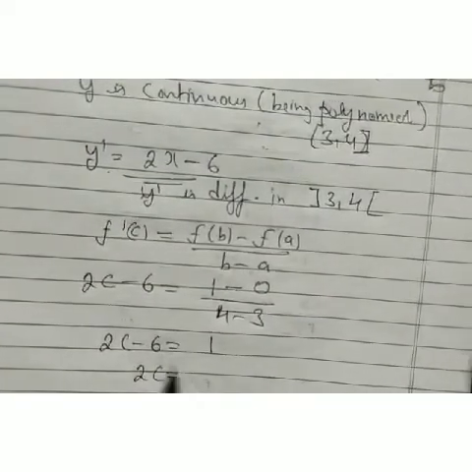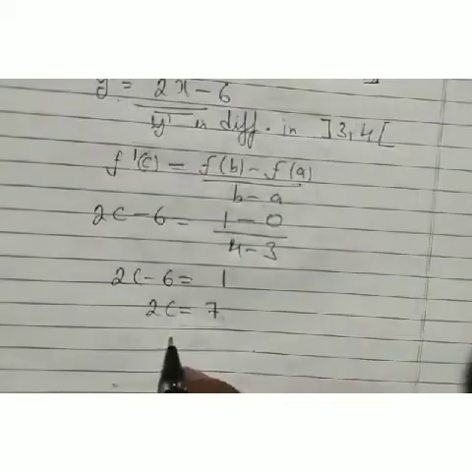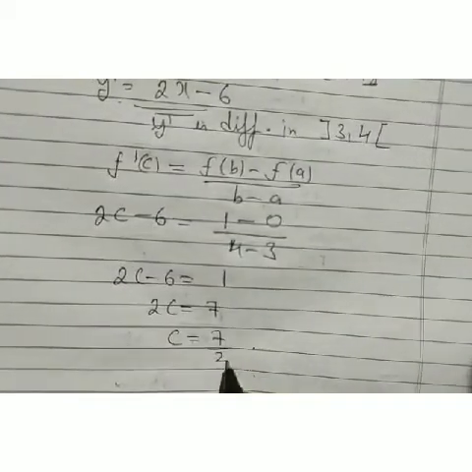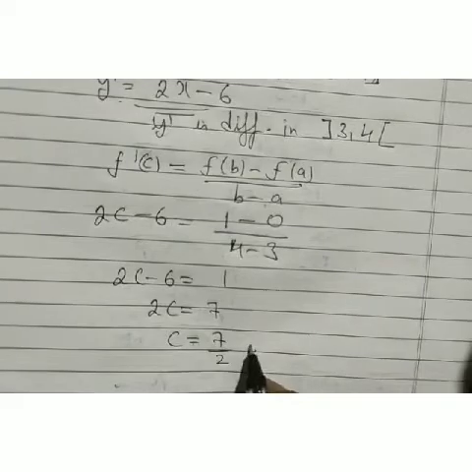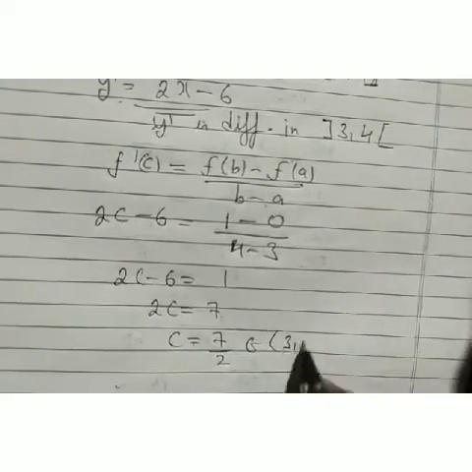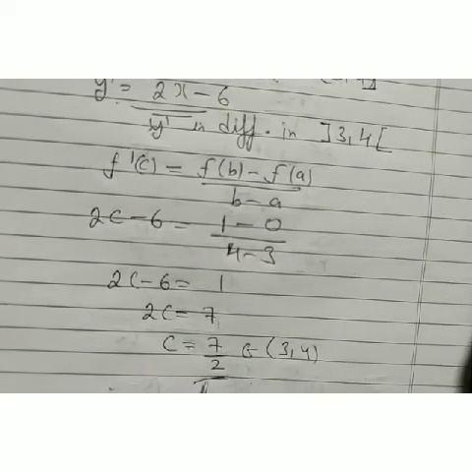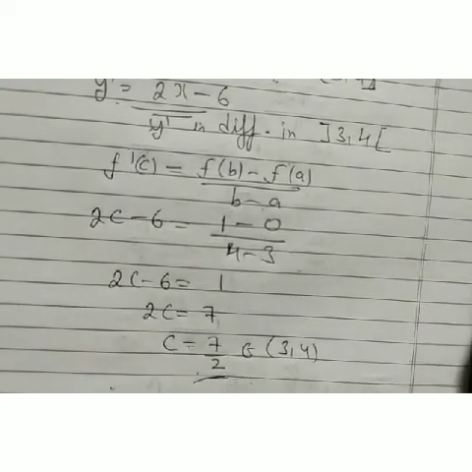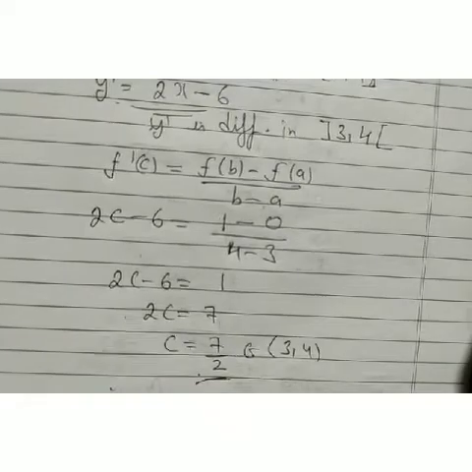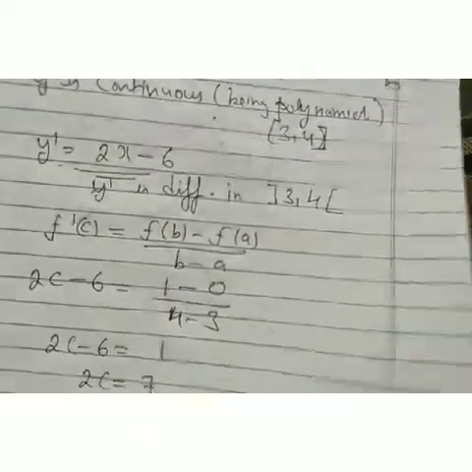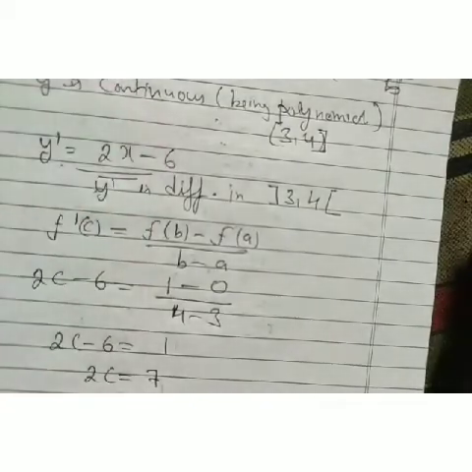Then 2c equal to 6 plus 1, that is 7. Then the value of c is 7 by 2, which belongs to (3, 4). This is 3.5, which belongs to the interval. Then at the point c equal to 7 by 2, our tangent is parallel to the chord. Today we discussed this problem.